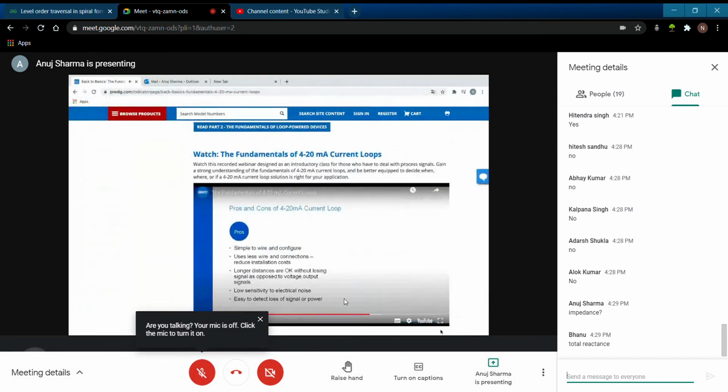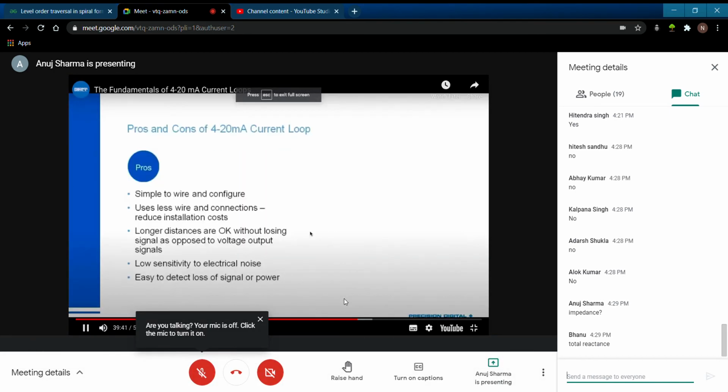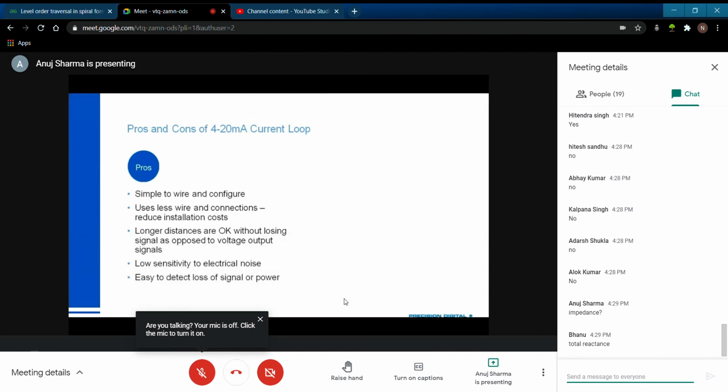I wired it wrong, did some device lose power? You don't know. With 4 to 20, you always know if your wiring is correct, and you generally know if your devices are functioning or not.